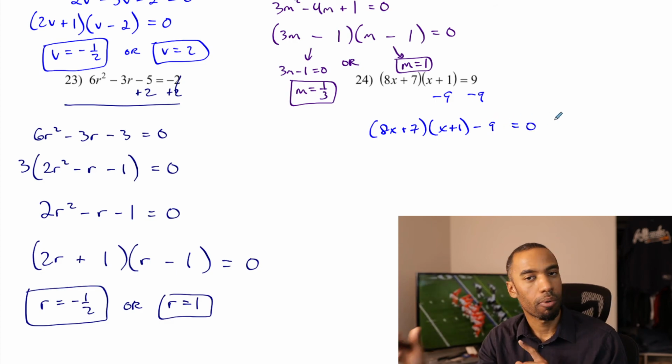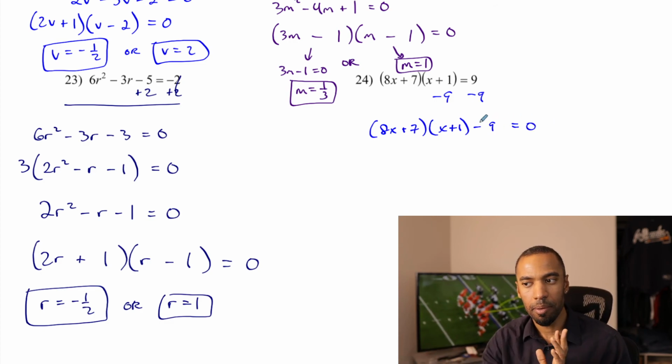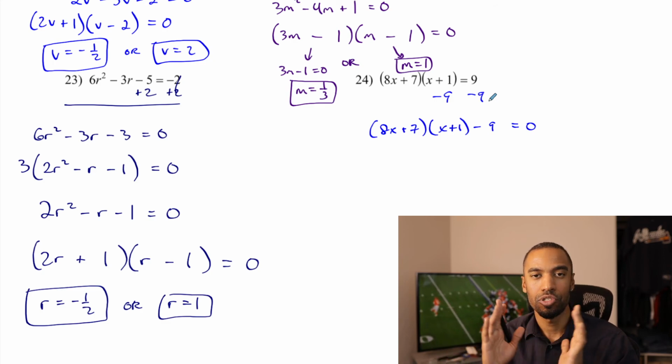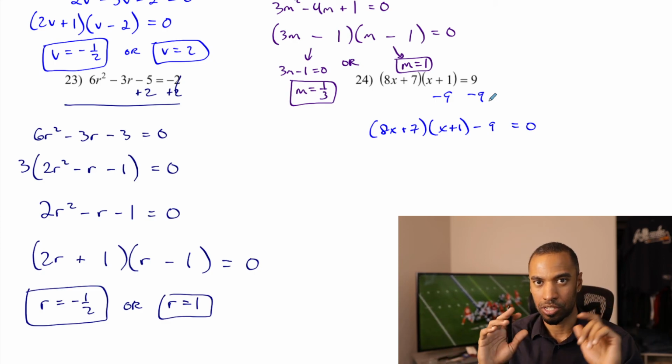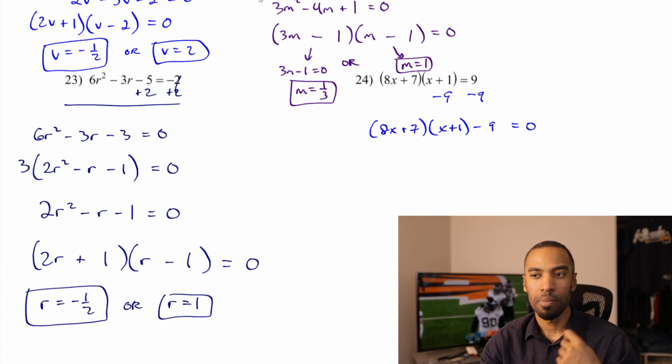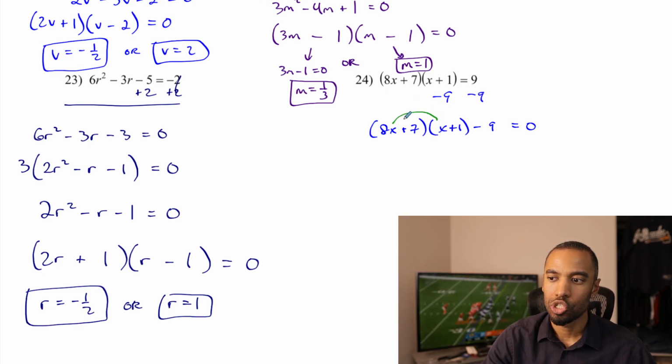Now, you can't use the zero product property anymore. This may be a product, but now we have a difference. We have to get this into just a product set equal to 0. We can't have just this, which means we actually have to distribute. We actually have to FOIL.